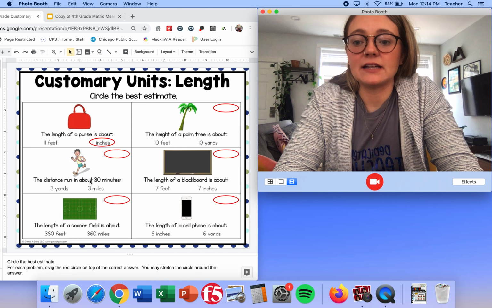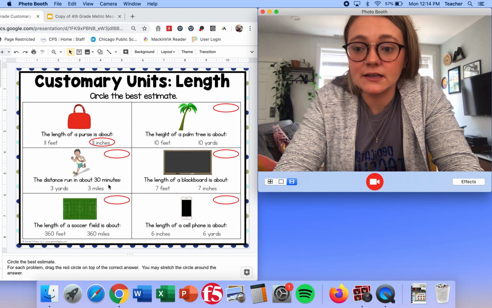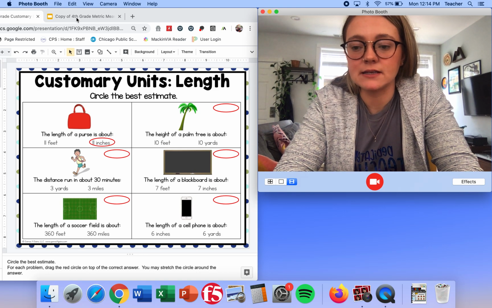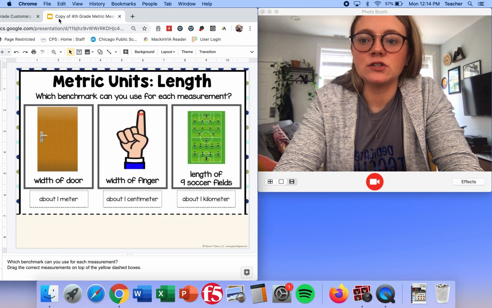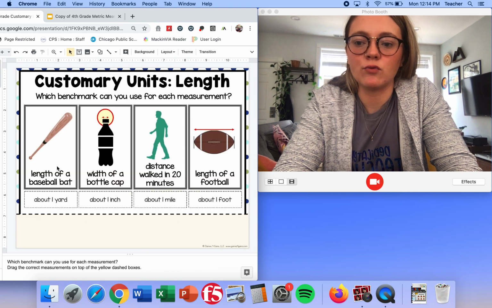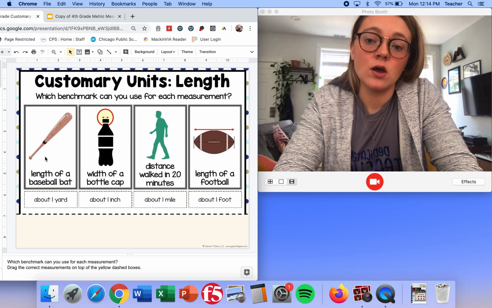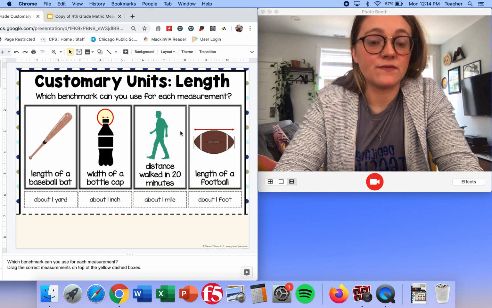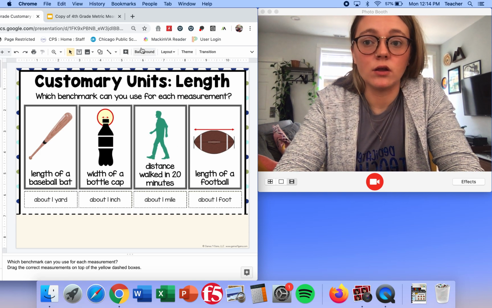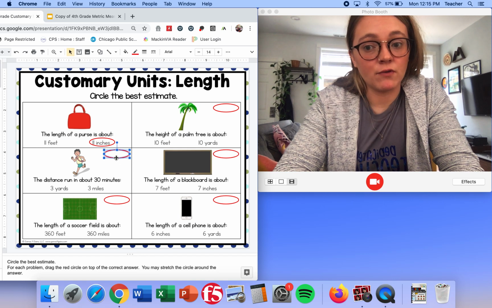Now let's look at distance running. If I run for 30 minutes, am I going to run 3 yards? So am I only going to run the length of 3 baseball bats? Or am I going to run about as far as someone could walk for 20 minutes? If I run for 30 minutes, is it reasonable that I might run 3 miles?